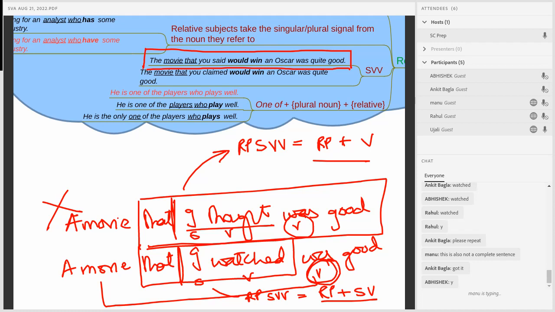Any doubts? Is there any example in the first part where we remove the first SV, but it still is a complete sentence? Say that again. Is there any example wherein I would remove the first SV and it'll still form a complete sentence?